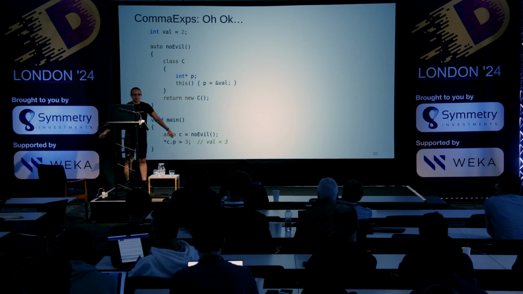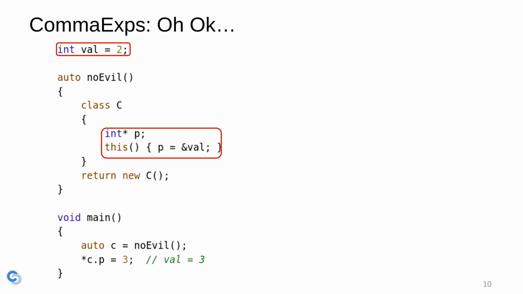So let's take this function. This function is not particularly pesky at this point. What it does is the constructor saves a pointer to a global variable, which is val, into an internal pointer. And then it allows you to modify that global variable via this pointer. I mean, Dennis touched upon this earlier with Voldemort type. This is precisely what's going on there. C is basically a Voldemort type outside the no evil function.